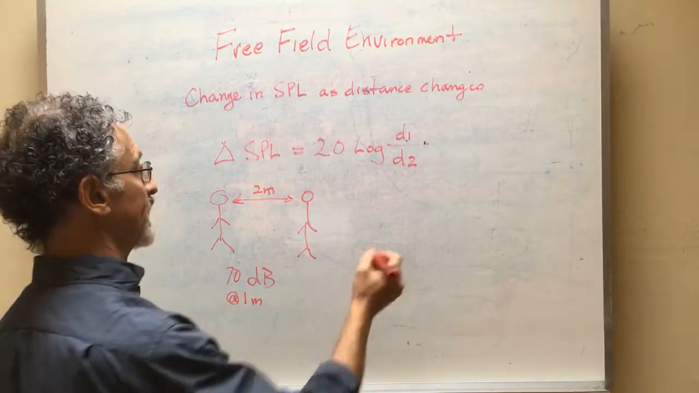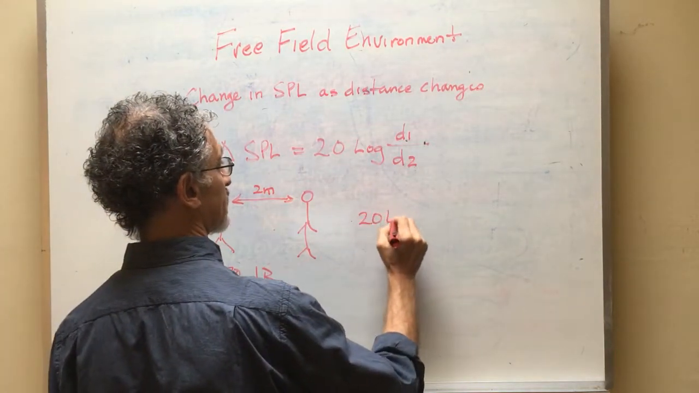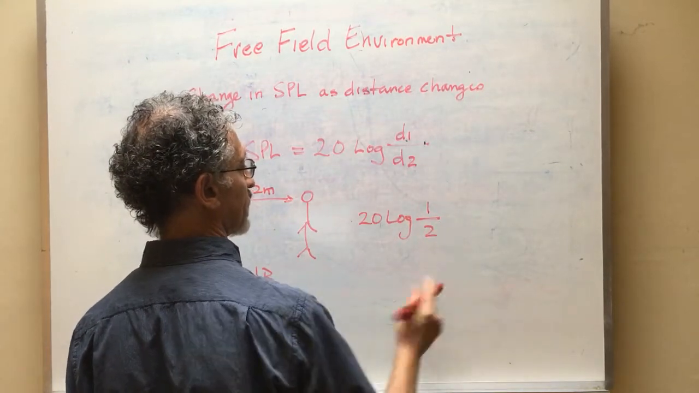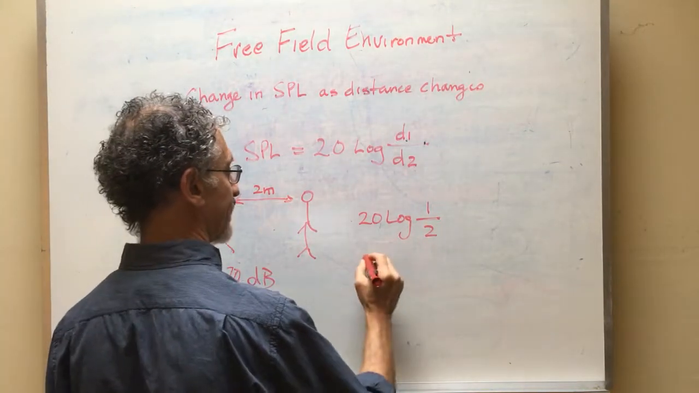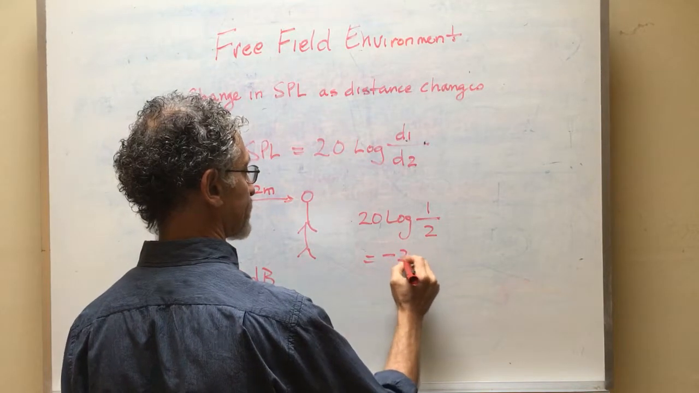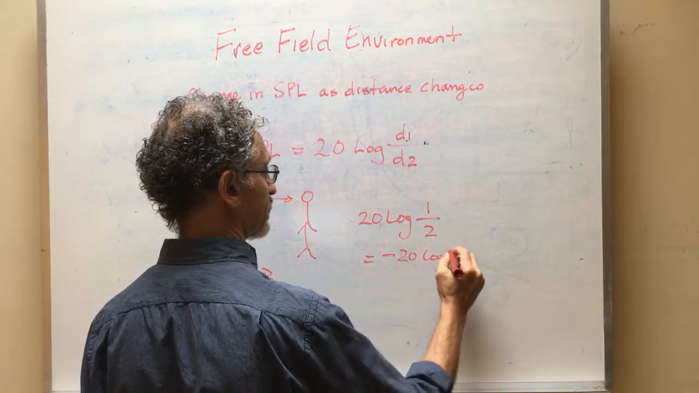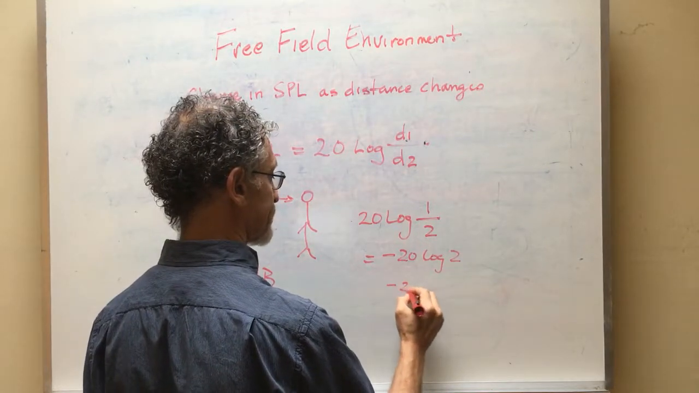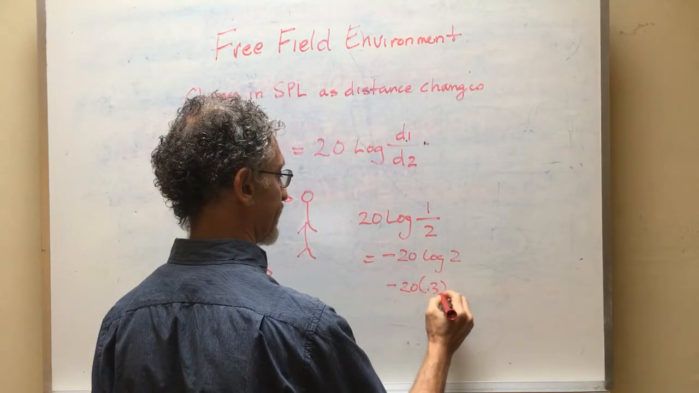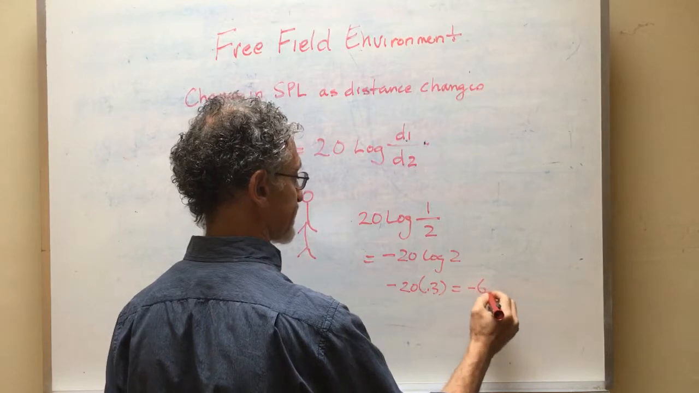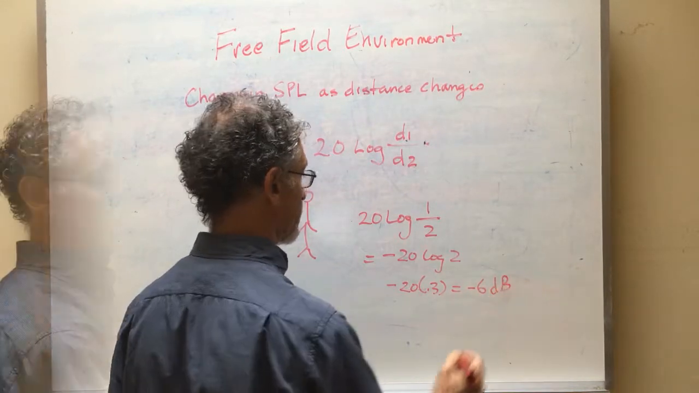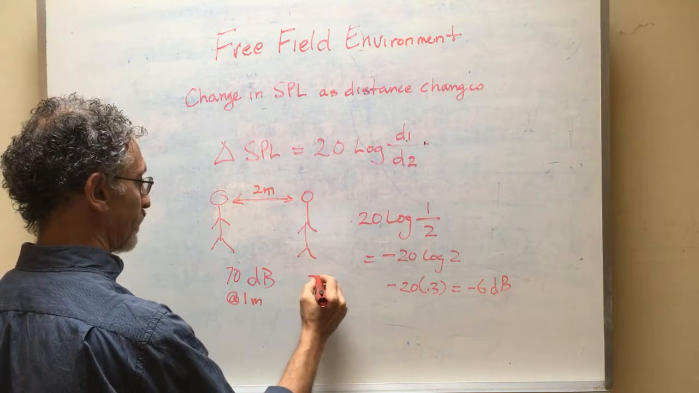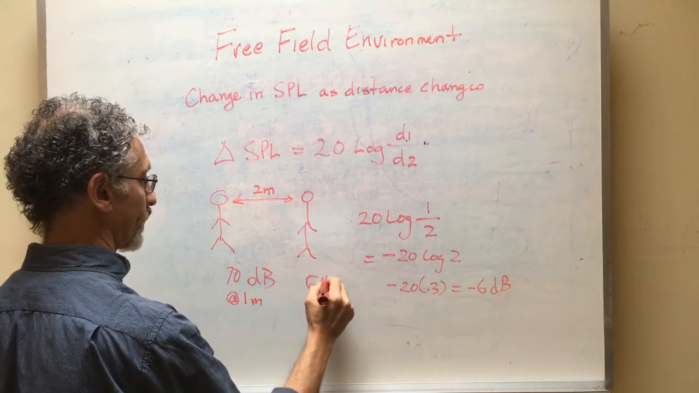So the change in dB is 20 log of d1 over d2. 20 log of a half equals minus 20 log of 2. The log of 2 is 0.3, so minus 20 times 0.3 equals minus 6 dB. So going from 1 meter to 2 meters, this would now be 64 dB.